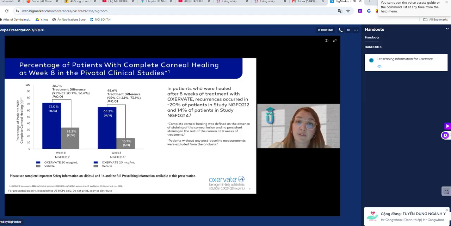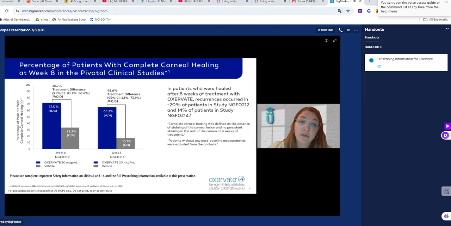Of course, the results are very impressive. So the European showed 72% hit that mark, and then in the American, it was 65.2%. This is phenomenal because you're talking about very, very sick corneas with a stage 2 and especially stage 3. And so when we're getting that high of a rate of complete healing, that's something to be said.